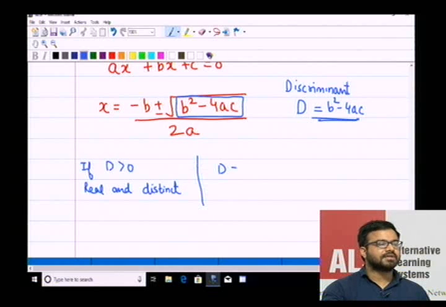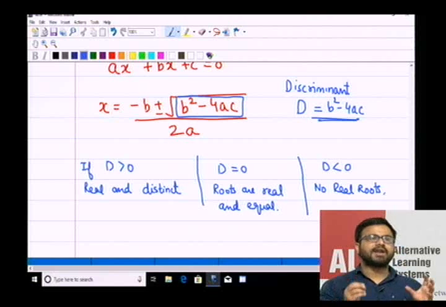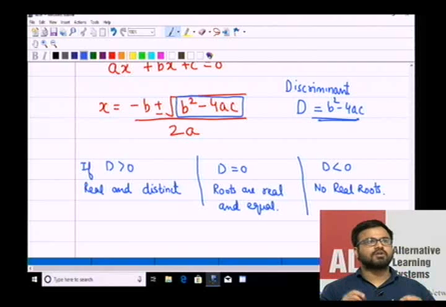If D is equal to 0, we will say roots are real and equal. And if D is less than 0, we will say no real roots. So by finding the D of the equation, not by actually solving it, we can predict whether the roots are real, not real, equal or distinct.